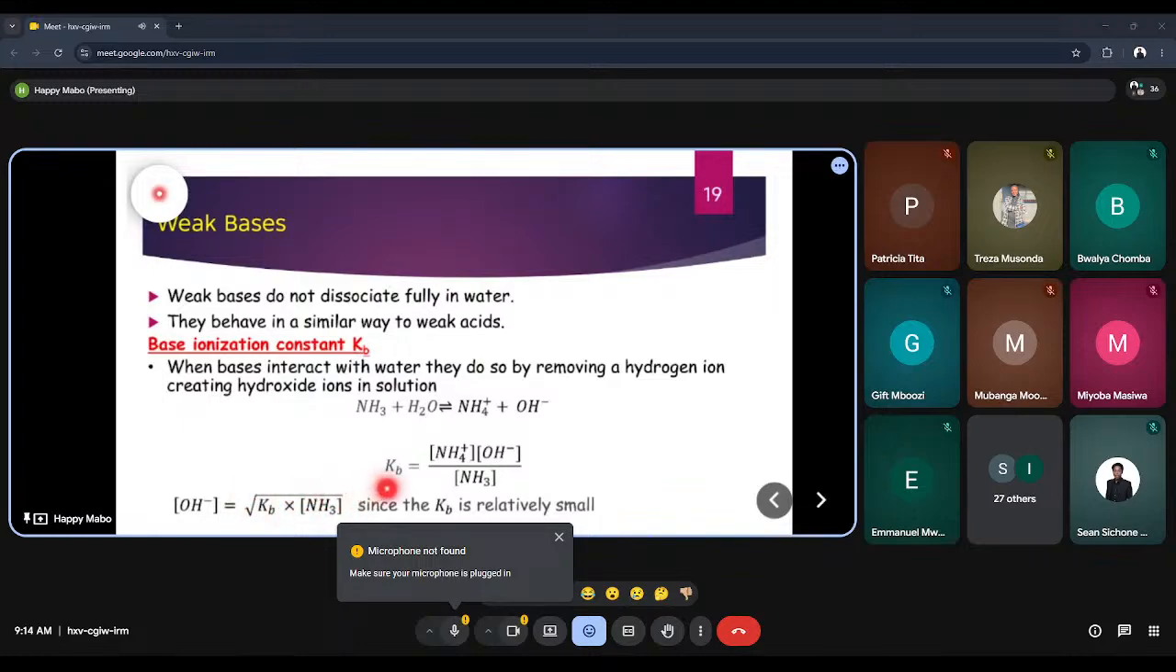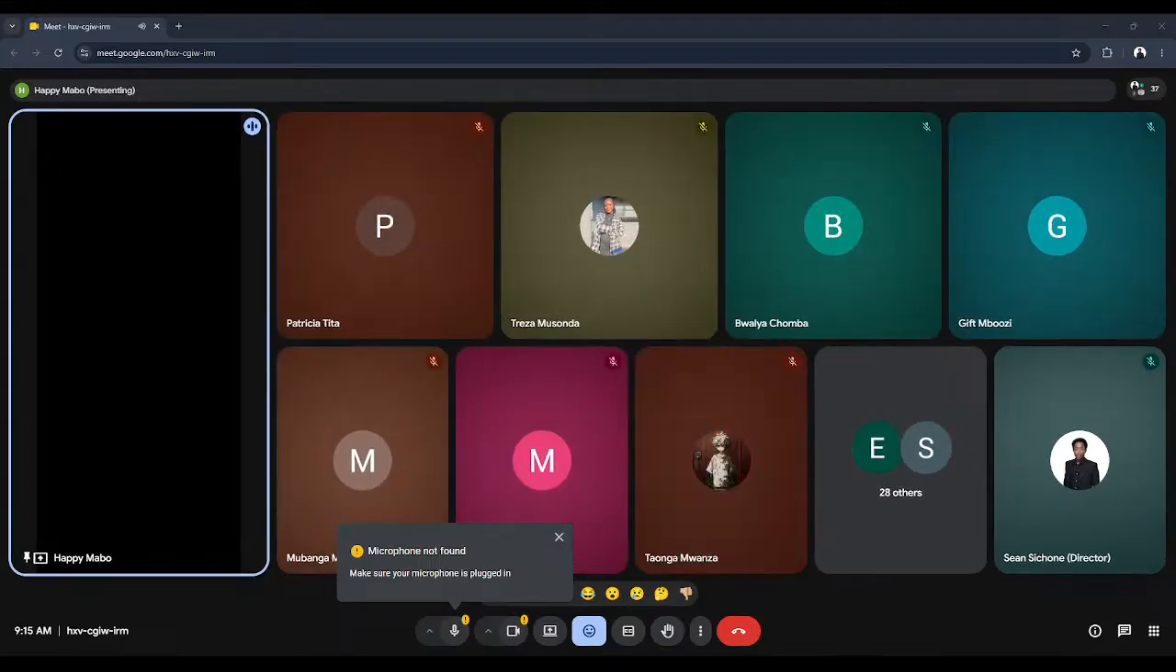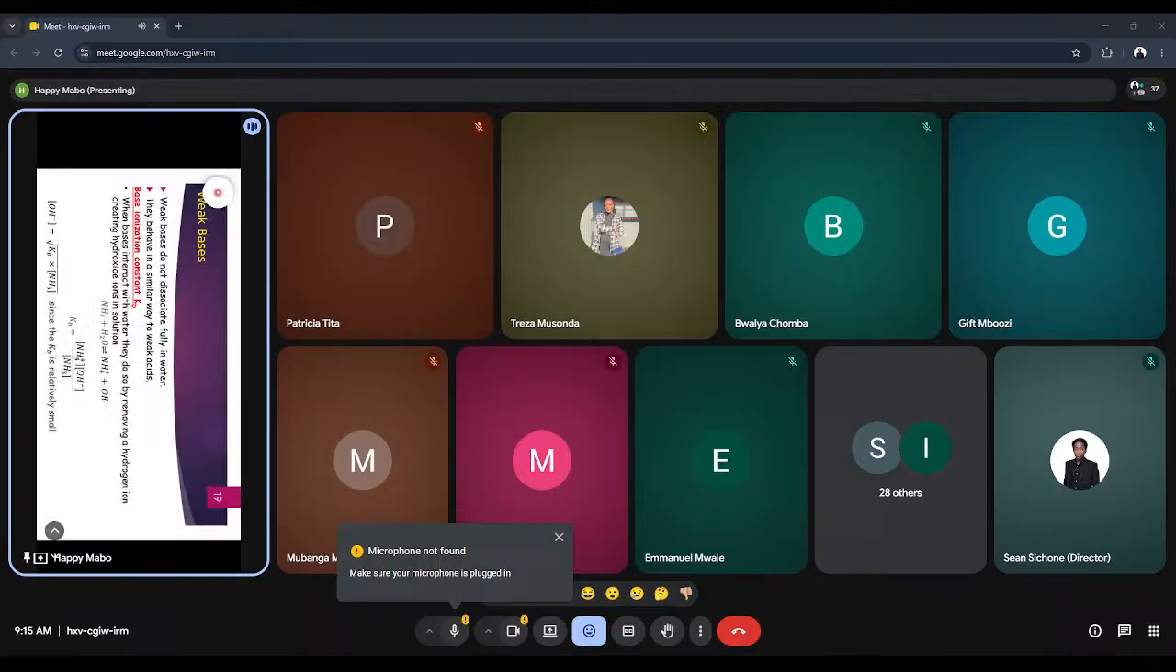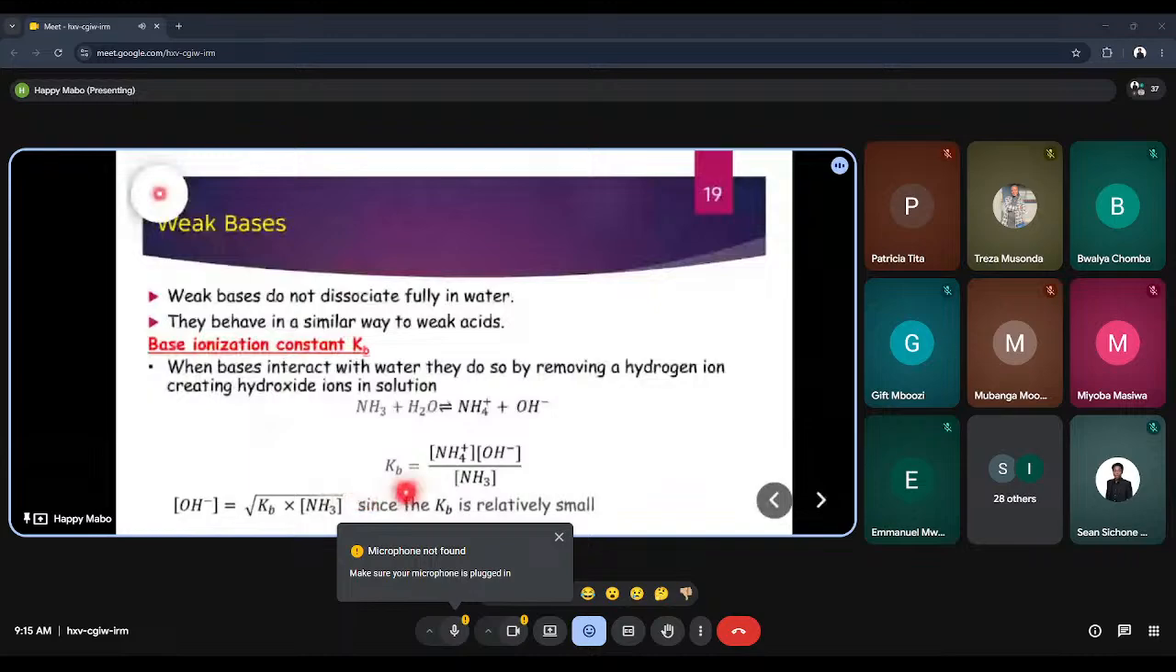You multiply the two of them, given the assumption that we'll have made, that the change is insignificant. You will have to multiply simply the Kb value and the concentration of your base to give you the concentration of hydroxide ions. If you are looking for the concentration of hydroxide ions, it becomes very easy. All that you need to do is to remember this expression or the equation, and that's all. Okay.